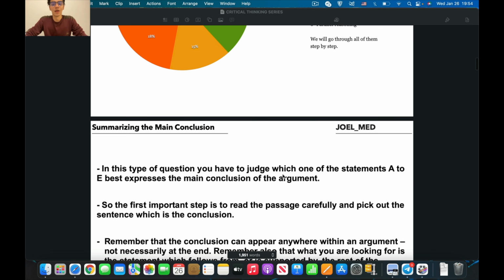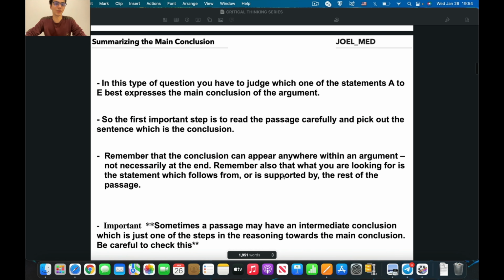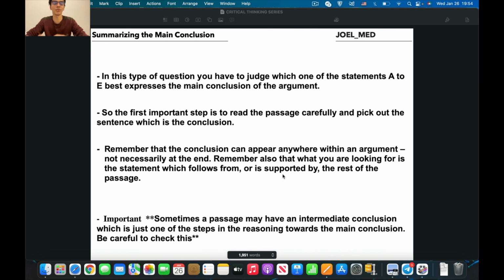So, in the next slide, I'm going to give you a small definition and a small summary of the first type of question, I mean summarizing the main conclusion, or finding the main conclusion. In this type of question, you have to judge which one of the statements A to E best expresses the main conclusion of the argument.